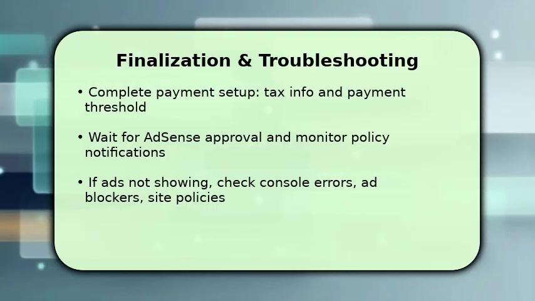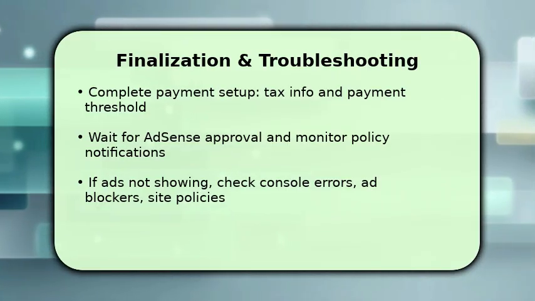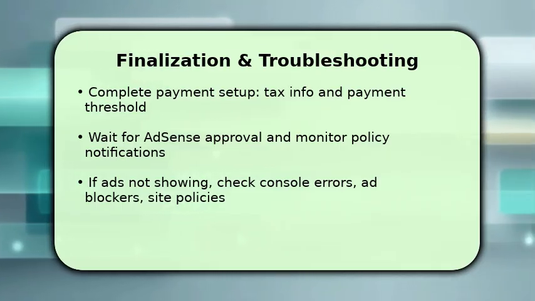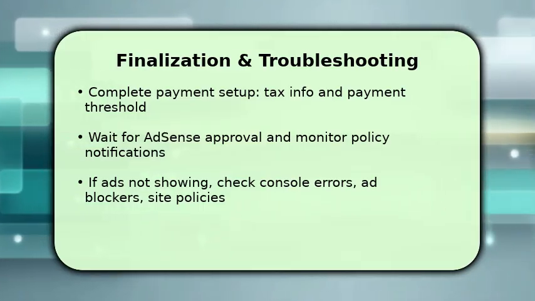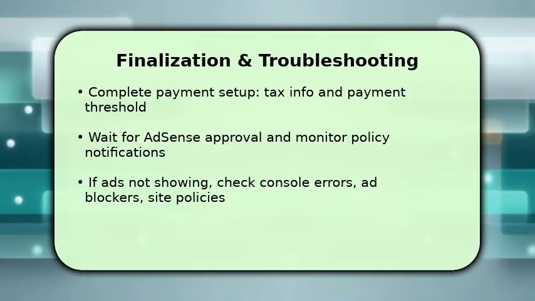Once AdSense approves your site, monitor the dashboard for impressions, earnings, and any policy flags. Respond immediately if flagged. If ads don't appear, clear cache, disable ad blockers, inspect console for errors, and verify your site isn't restricted by robots.txt or content policy violations. Contact AdSense support with screenshots if unresolved. This final sweep secures revenue and compliance.